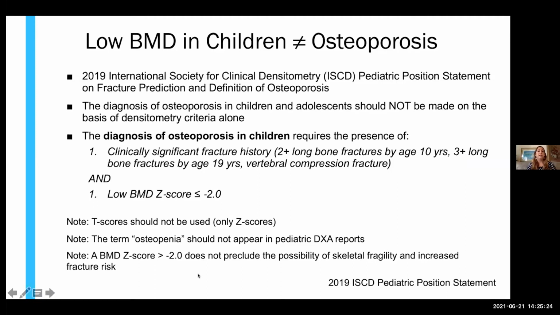And we don't use the term osteopenia in the DEXA reports. In children and in adults, if you have a normal DEXA scan with a normal Z-score or a normal T-score, that does not mean that these children or adults are not at risk for getting fractures. So it's not a be-all and end-all test.